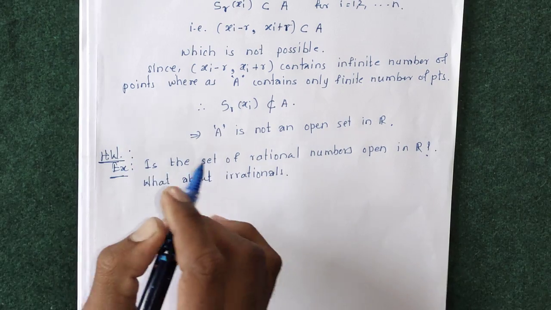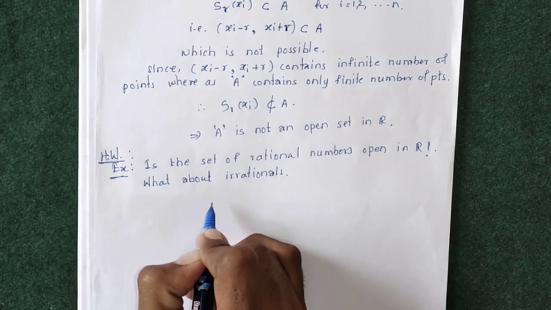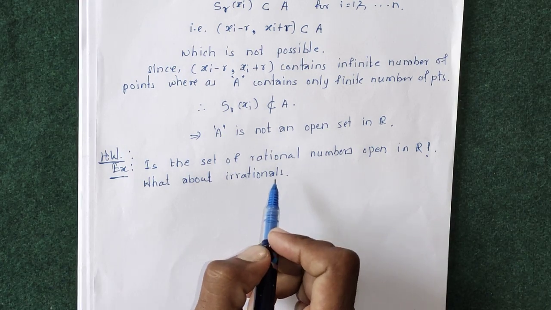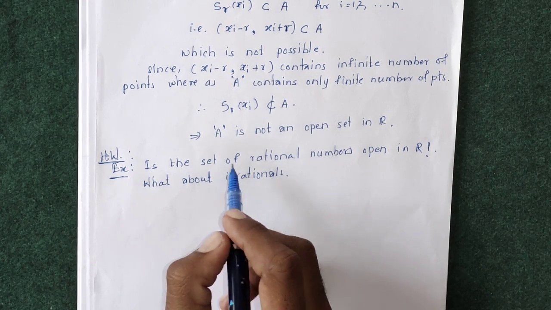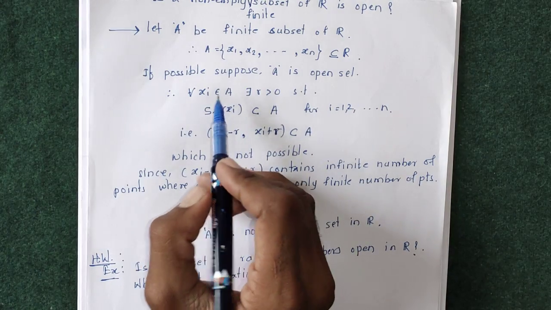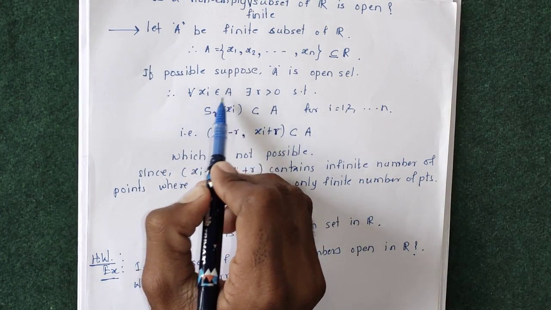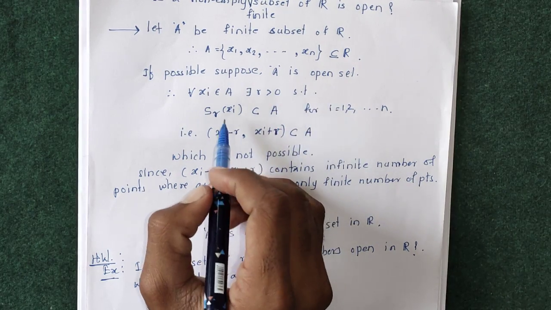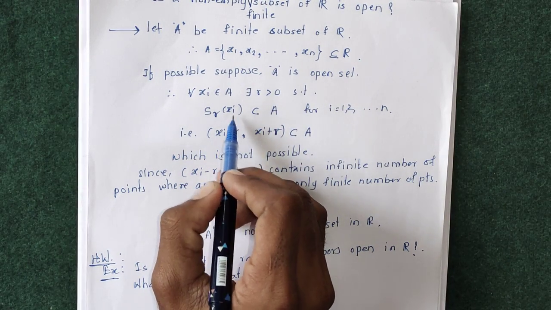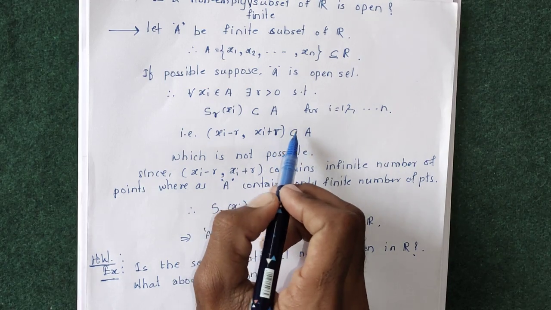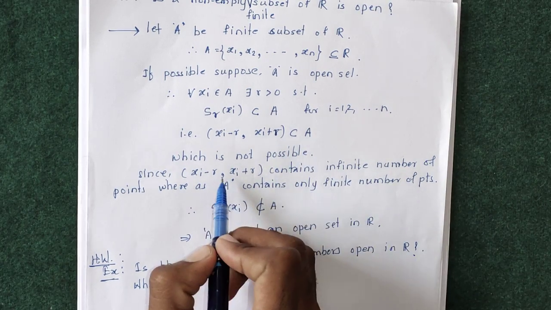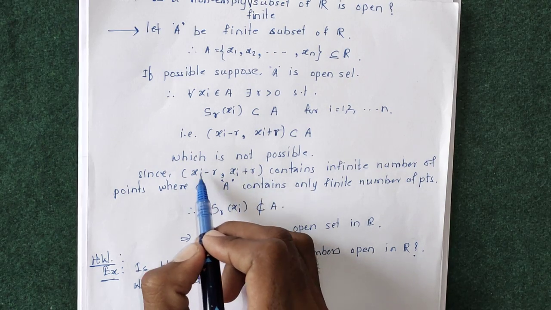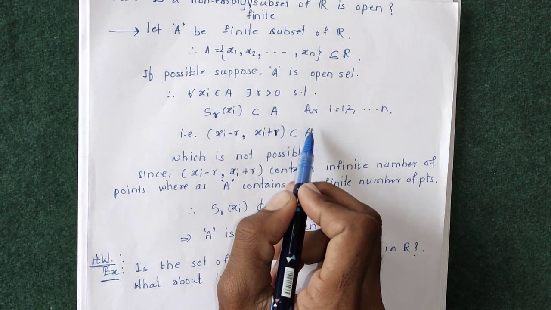You have to prove that the set of rational numbers Q is not open. For contradiction, suppose that set of rational numbers is open. Then for all x belonging to Q there must be some radius r greater than 0 such that the open sphere lies inside Q. That open sphere is (x minus r, x plus r), which lies inside Q, which is not possible because this interval contains some irrational numbers also. So this interval does not totally lie inside Q.